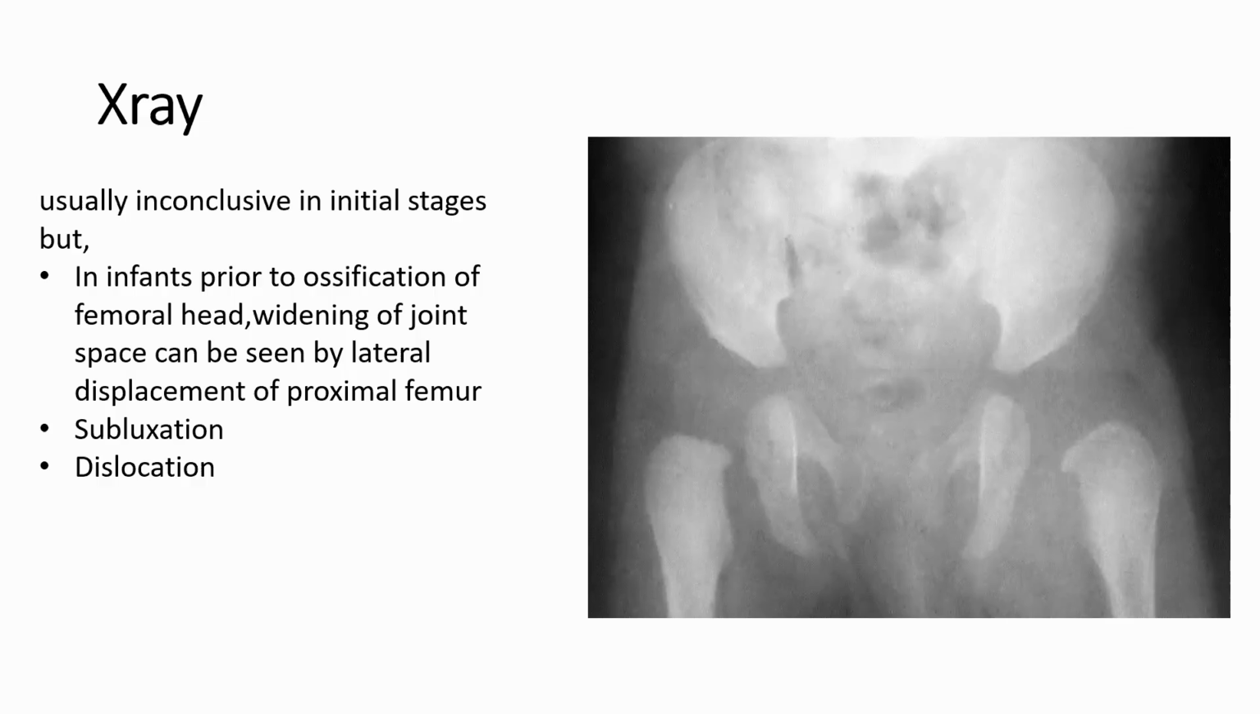X-rays are inconclusive in initial stages, but in infants, prior to ossification of the femoral head, widening of the joint space can be seen by lateral displacement of the proximal femur. Also, there can be subluxation or dislocation.